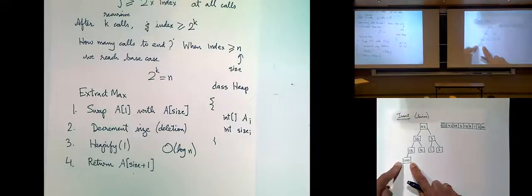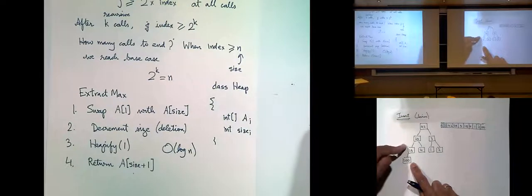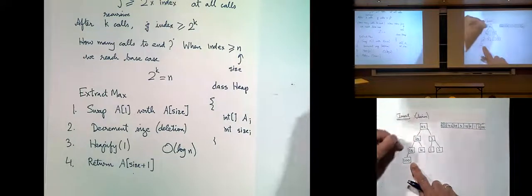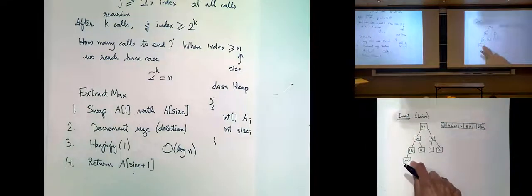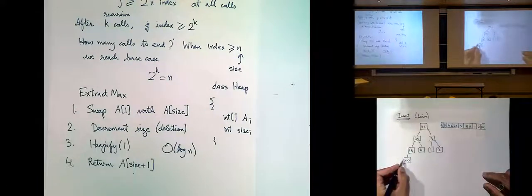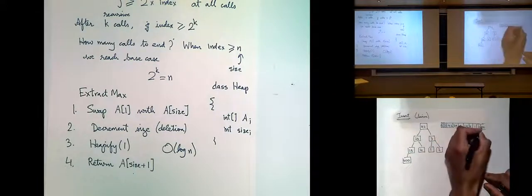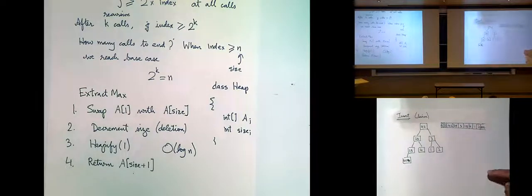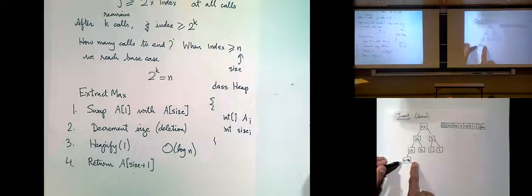So the swim operation is quite simple. Look at the parent, and if it's larger, swap. So you just keep swapping with the parents until you get to the point where you should be. Let me do 40 instead. Okay. So where should 40 end up?